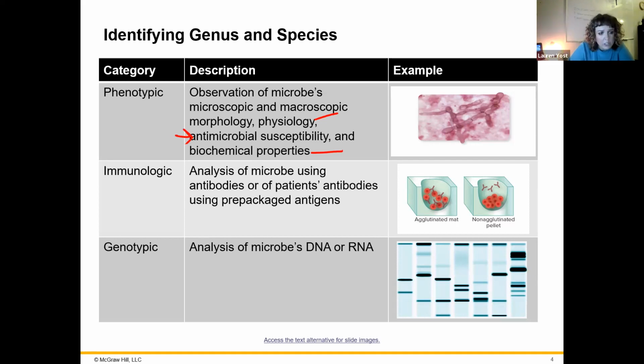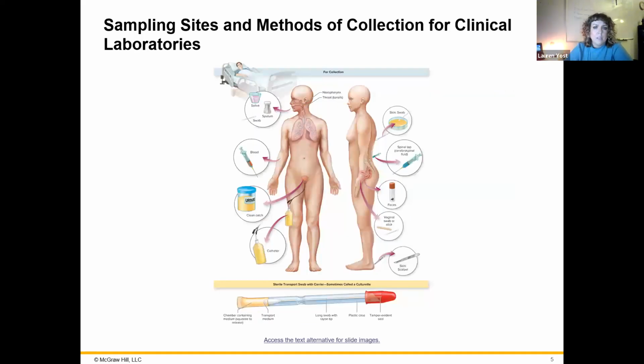Then we have immunologic type tests. We're going to analyze the microbe utilizing the power of the specificity of antibodies and antigens. And then genotypic testing, where we're going to be looking at the actual DNA or RNA of the microbe to get a more genetic-based answer.